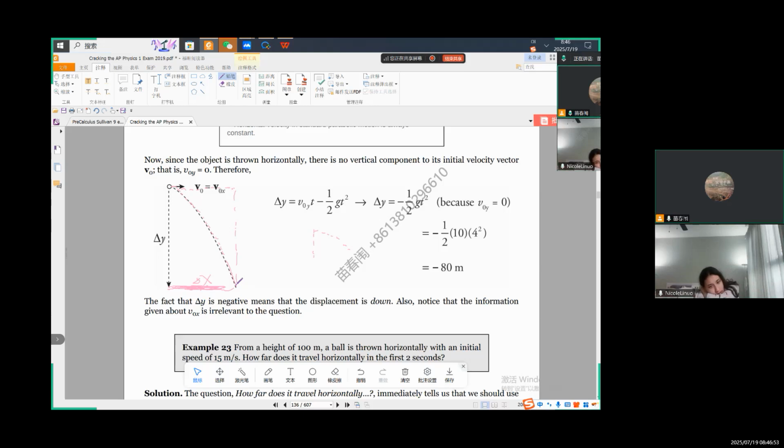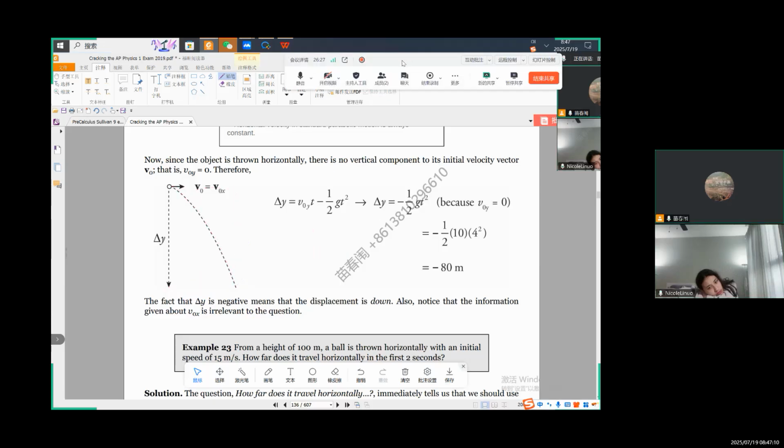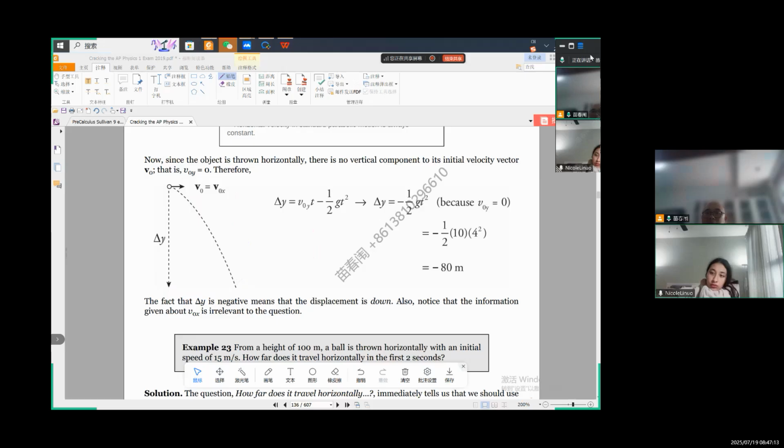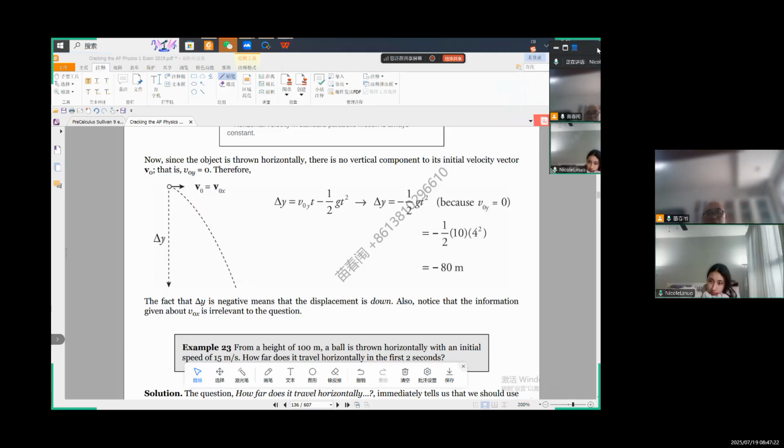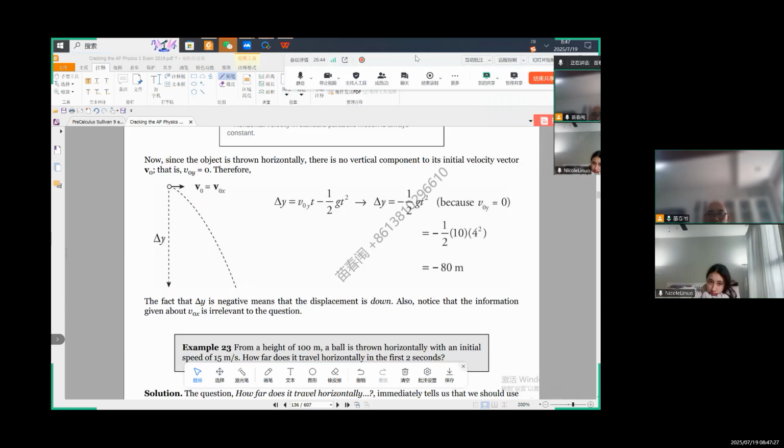So can we do a horizontal one? I'm still not so sure how to do this. How do you find the horizontal one? What kind of motion is the horizontal motion? Constant motion? Yeah, constant velocity, right? So if it's constant velocity, just for horizontal, then with constant velocity, how do you find the displacement?